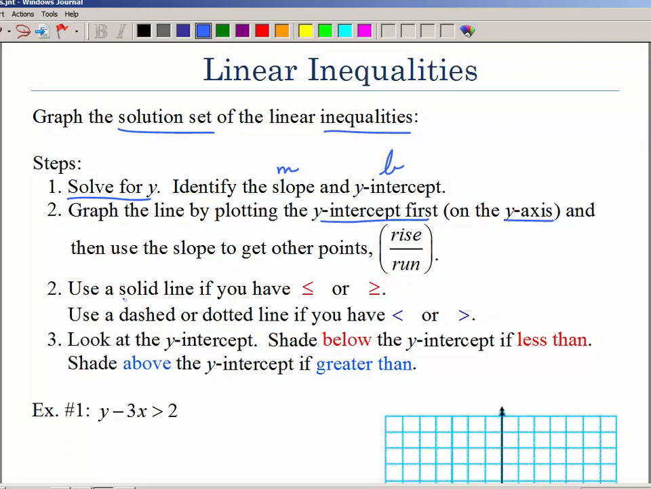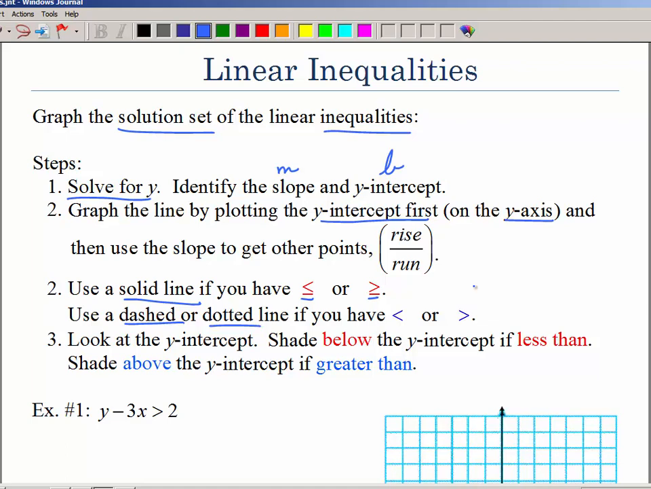We're going to graph a solid line if your inequality involves an equal to part, but we're going to use a dashed or dotted line if you don't have that equal to part, because we're going to represent it as the answers being as close to that line as possible, but not on the line.